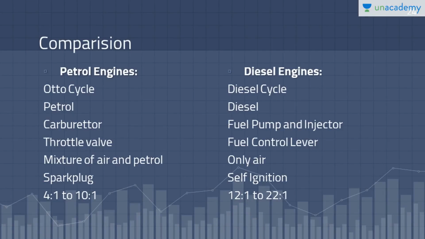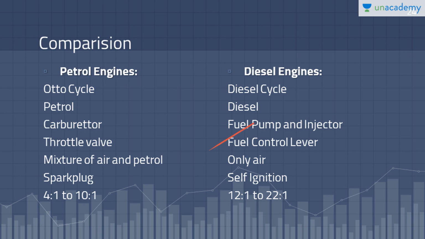So let's have a comparison of petrol engines and diesel engines. The cycles used in the petrol engines and diesel engines are the Otto cycle and the diesel cycle. The fuels are petrol and diesel. The fuel supply is by means of a carburettor in petrol engines, and a fuel pump and injector in diesel engines. The fuel control to the engine cylinder is by means of a throttle valve, and in diesel engines by means of a fuel control lever.